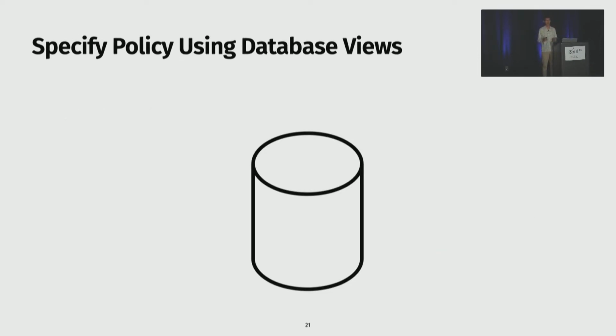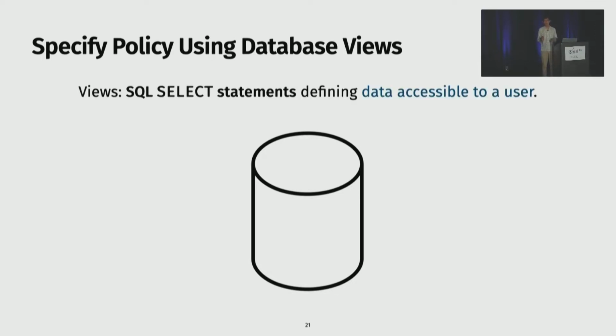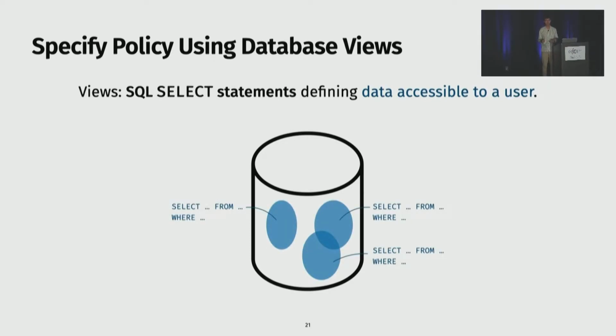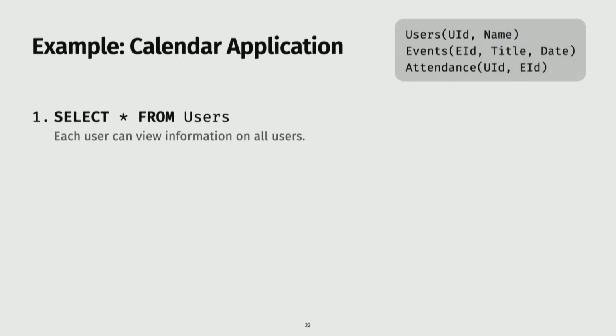In Blockaid, we specify a data access policy using database view definitions, which are simply SQL select statements that define what data is accessible to a user. As an example, let's look at how it might specify a policy for a simple calendar application, which has 3 database tables: users, events, and attendance. This policy has 3 views. The first view, select star from users, says that each user can view the information on all users in the system.